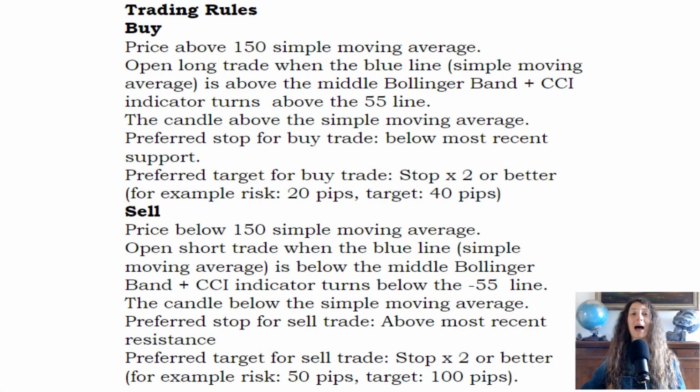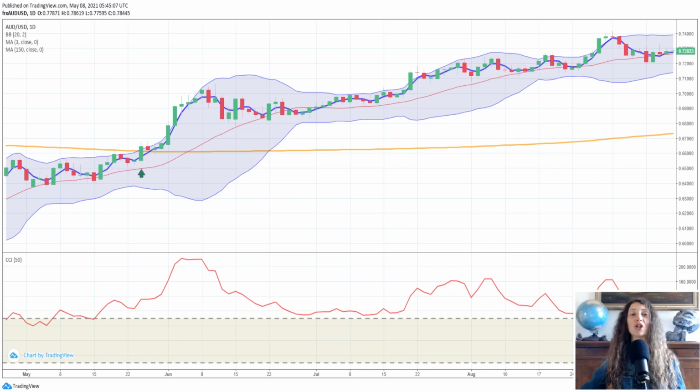Trading rules, buy: price above the 150 simple moving average. Open a long trade when the blue line simple moving average is above the middle Bollinger Band, plus the CCI indicator turns above the 55 line, with the candle above the simple moving average. Preferred stop for a buy trade, below the most recent support. Preferred target for a buy trade, stop times 2 or better, for example risk 20 pips, target 40 pips.